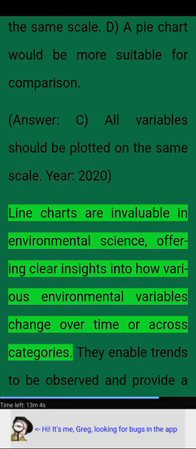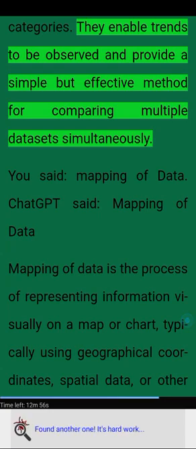Year 2020. Line charts are invaluable in environmental science, offering clear insights into how various environmental variables change over time or across categories. They enable trends to be observed and provide a simple but effective method for comparing multiple datasets simultaneously.